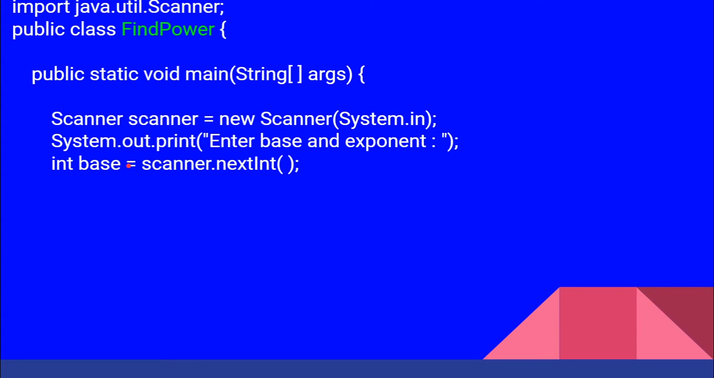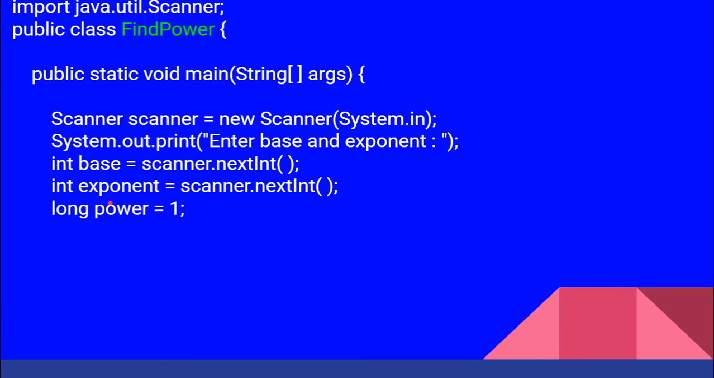int base is equal to scanner.nextInt(). Okay, now base is the variable we are using to get the base number, and scanner is the object, and this dot is the member access operator, and then we are using the nextInt function to get the integer value. And likewise we are getting the exponent value. int exponent is equal to scanner.nextInt(). So now these two lines help to get the value of the base as well as the exponent to calculate the power of any given number.